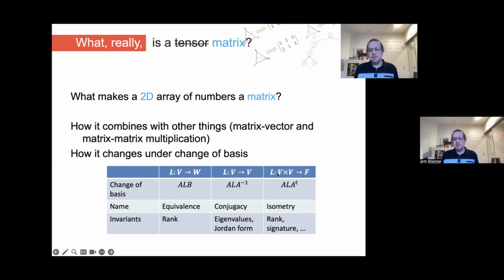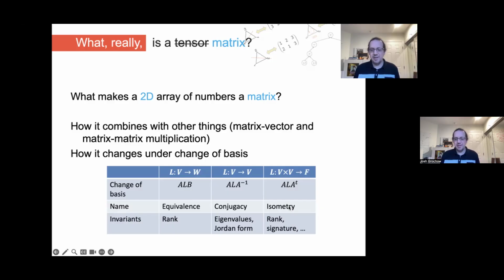And then finally, you can think of a matrix as a bilinear form, which is a map from pairs of vectors in V cross V to the field. And here, when I do a change of basis of the vectors, instead of ALA inverse, I get ALA transpose. And this is sometimes called isometry.